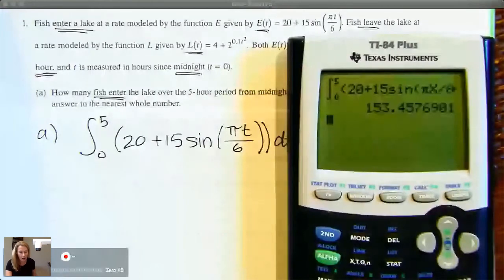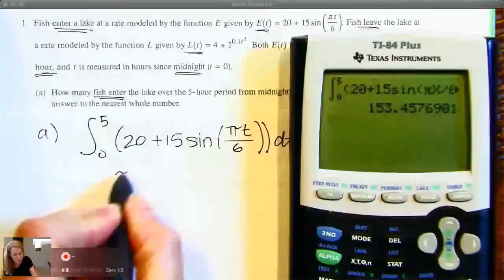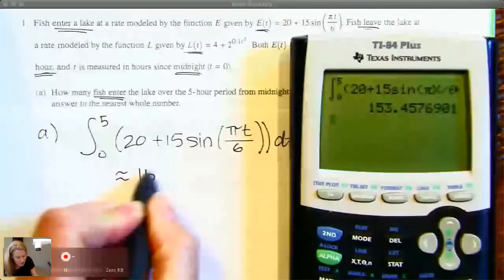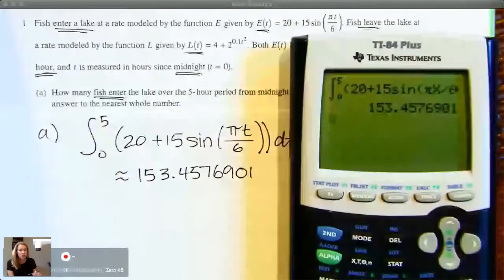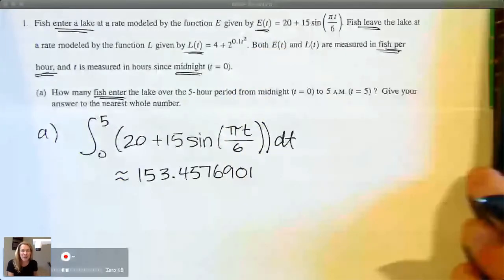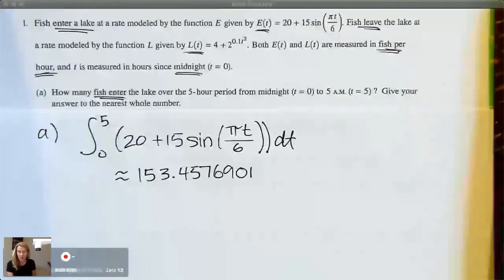And I got 153.457, and some more digits. The directions were to round this to the nearest whole number. So this, got to remember back to 7th grade math.